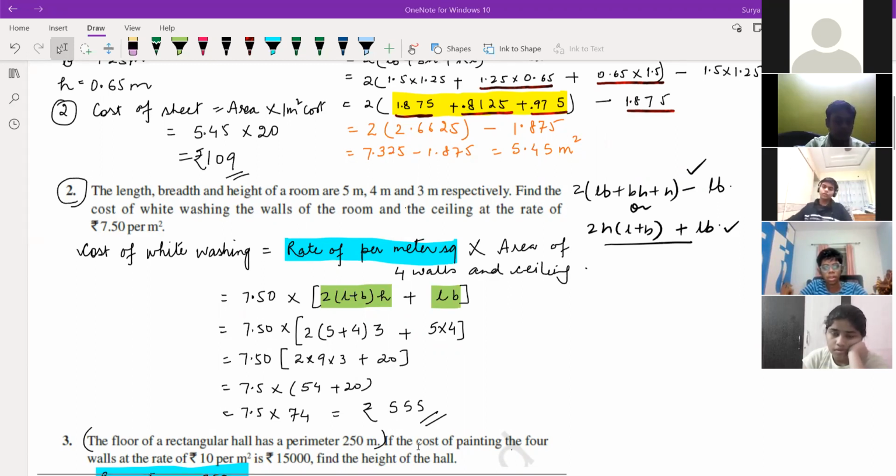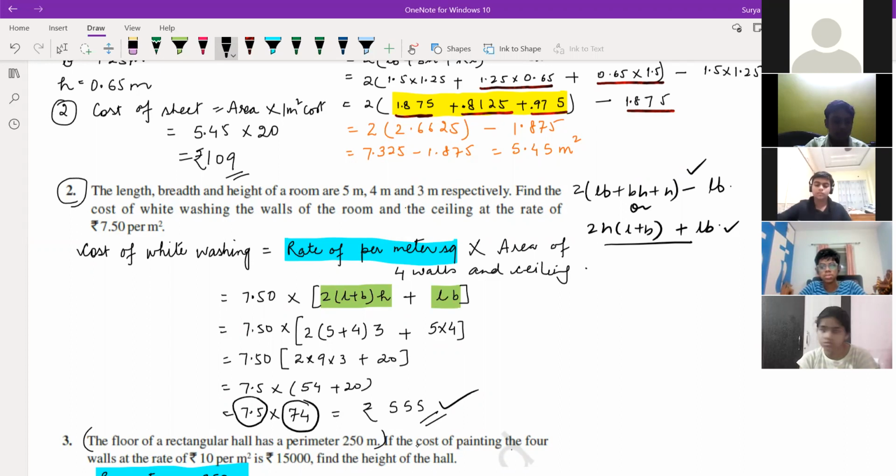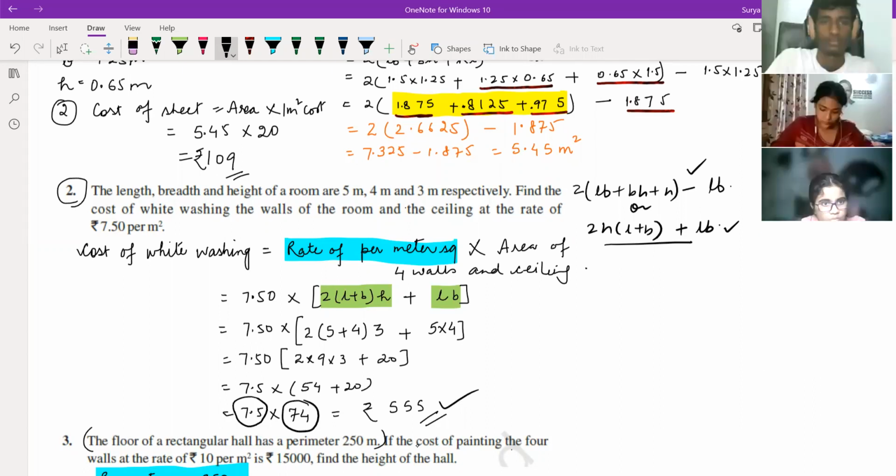So see here, I have done the cost here. Sir, what answer have I sent? That is the cost, sir. Yeah, this is cost. So you have to find the cost only, not directly. See, this is 74, I have done here, 74 into 7.5, right? You got the answer, Sai Ritvik? Yes, sir.